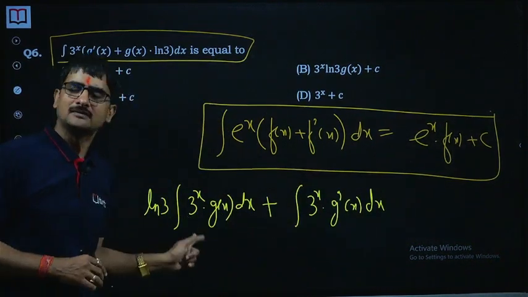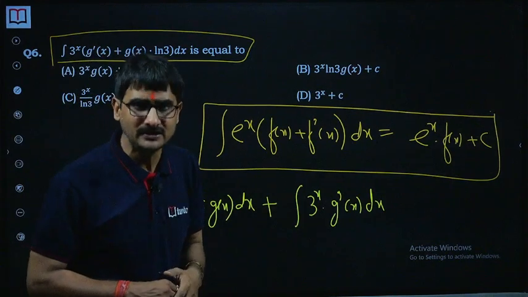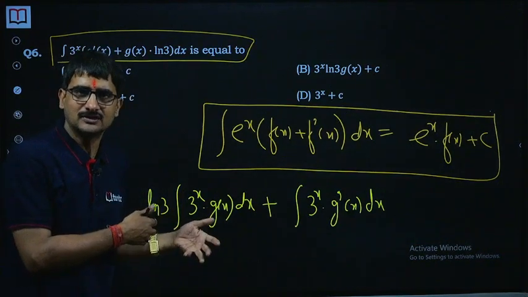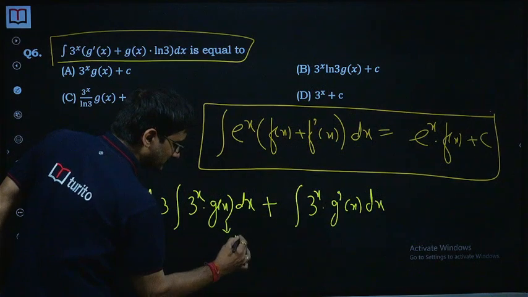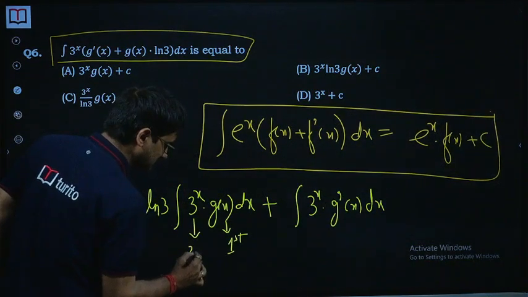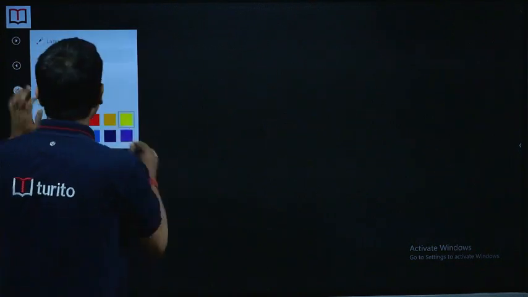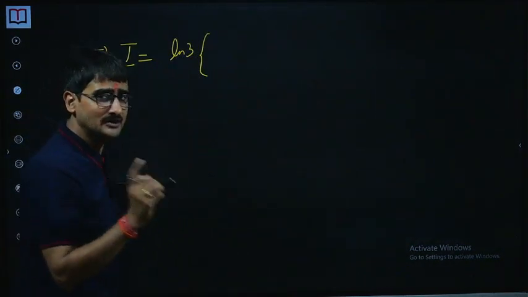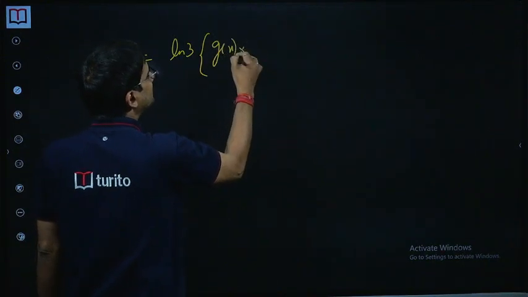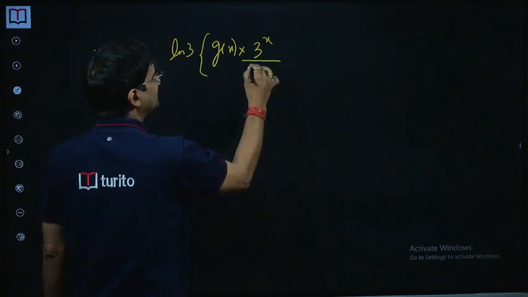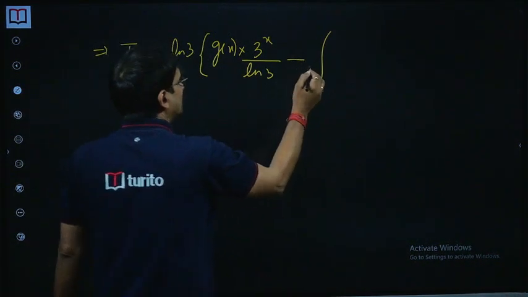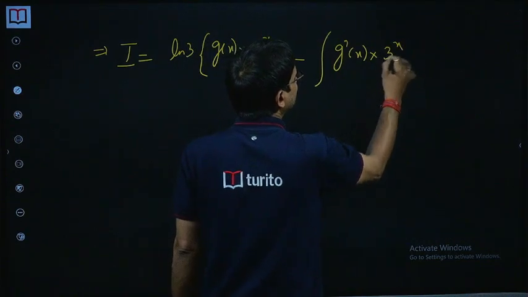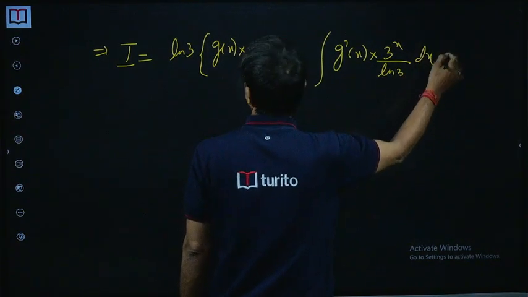Now applying integration by parts using the rule of ILATE, though we don't need it actually because we don't know anything about the g of x function, so of course we are not going to integrate it. This is going to be our first function because we don't know about it, and the exponential function is of course the second function. So using it in the first integral, what do we get? I is equal to 1 upon ln 3 times first function g of x into integral of second function, 3 raised to the power x upon ln 3, minus first function derivative g dash x into integral of second function 3 raised to the power x by ln 3, whole within this integral. So that's it.